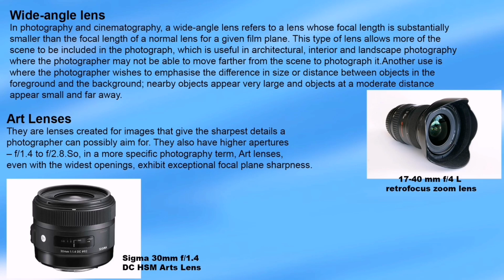The last one is art lens. They are lenses created for images that give the sharpest detail a photographer can possibly aim for. They also have higher apertures, from f1.4 to f2.8. So in a more specific photography term, art lenses, even with the widest opening, exhibit exceptional focal length sharpness. And here is an example of the lens, the zoom lens and the Sigma art lens.